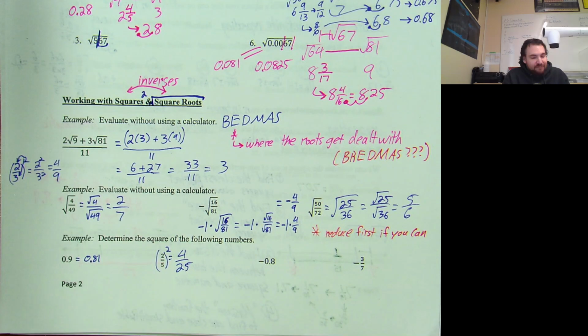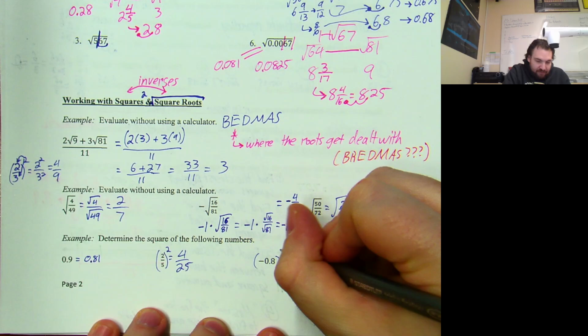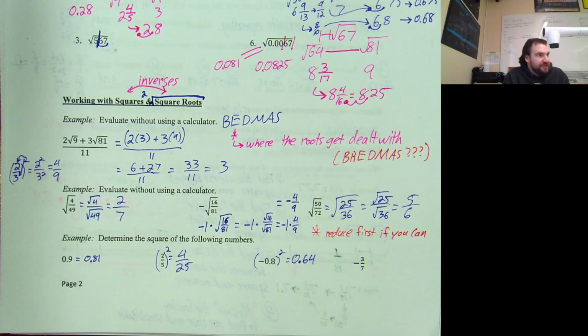Okay, how about this guy? Negative 0.8. What is the square of that? While that is correct, I want you to be really careful. I don't need to know who said it. Don't out yourself, because I'm going to correct whoever it is here in a second.